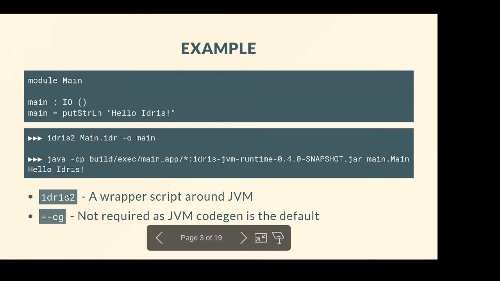So here a few things. Idris 2 itself is a wrapper script around the JVM, meaning the Idris 2 compiler is also running on the JVM. And since it's running on the JVM, code generation is the default, so you don't have to pass the CG option. It's going to generate main.jar, which will be available in the main app folder, similar to other backends. It also requires the runtime jar, that includes some runtime implementation classes for the JVM backend.